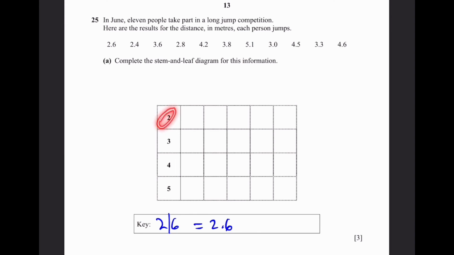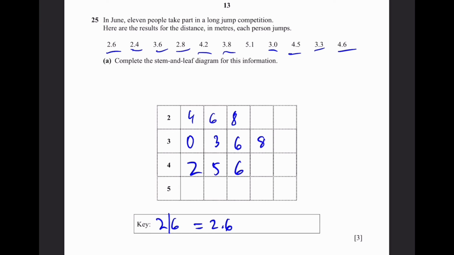And now we can do 2 as a unit. So we have the smallest one, 2.4, then 2.6, then 2.8 over here. So all 3 of these are done. There's no more 2s, we go to the 3s. So that's 3.0, 3.3, 3.6, 3.8. So you write the tenth digit, 0, 3, 6, 8. And then we go to the 4s. So there's 4.2, 4.5, 4.6. You write in ascending order, of course, that's why I'm doing this. And then 5.1, that's the only one.